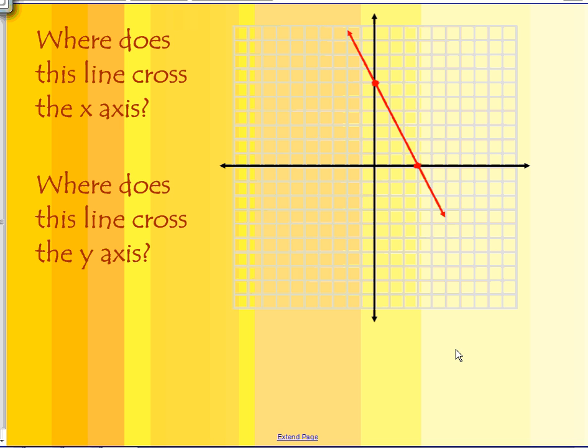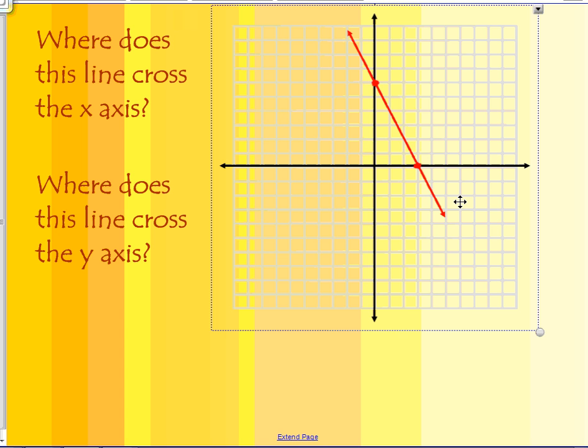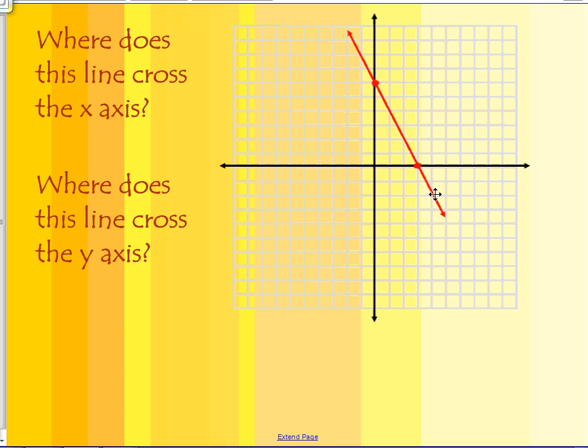Today we're going to be talking about how to solve equations using the intercepts. So we already know what a y-intercept is. It's the spot where the line crosses over the y-axis. There's also something called an x-intercept, which is exactly what it sounds like, where the line crosses over the x-axis.